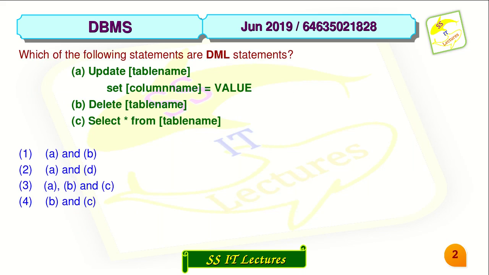To answer this query, first we need to know what are all DML statements. DML stands for Data Manipulation Language. Insert, update, delete, select. These are the 4 statements that come under DML category. In the question they have given A as update statement, update table name, set column value. B is delete statement. C is select statement. So all the 3 statements are DML statements. So the option 3 is the correct answer.